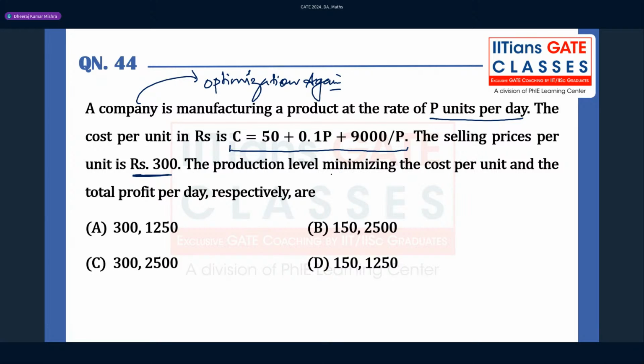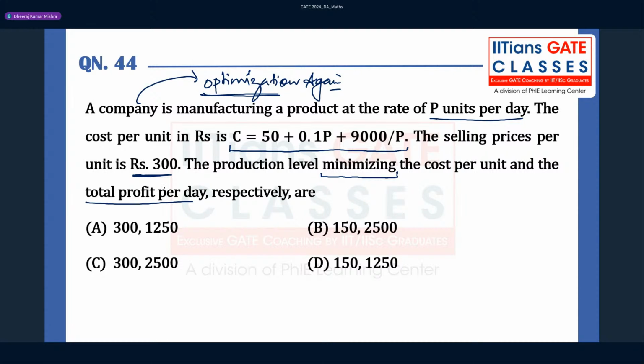The production level minimizing, the moment you see this kind of word, minimizing the cost per unit, you have to understand that this problem belongs to optimization, where you have to use the concept of maxima and minima. What they are asking is the production level minimizing the cost per unit, and the total profit per day. You have to find the total profit.